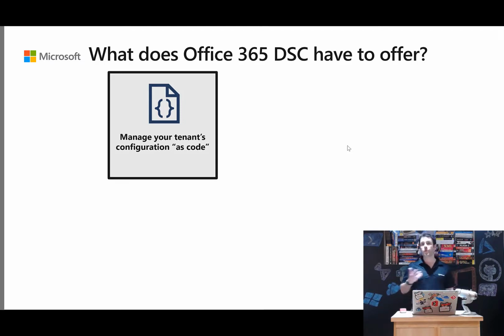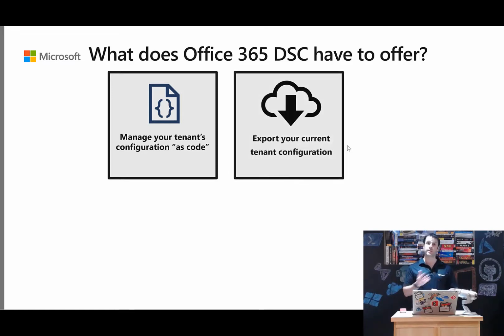But basically, the first one is fairly obvious. It's to manage your tenant's configuration as code. We saw an example earlier of an SPO site object where I was defining my site collection as code. So this is the first one.